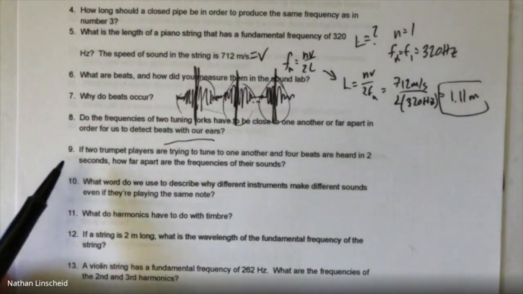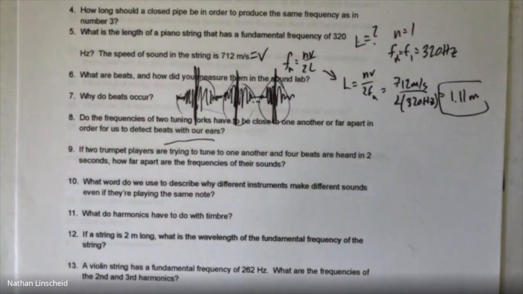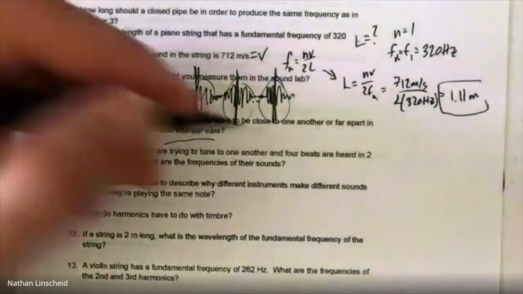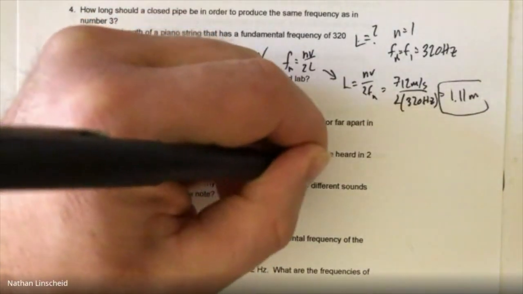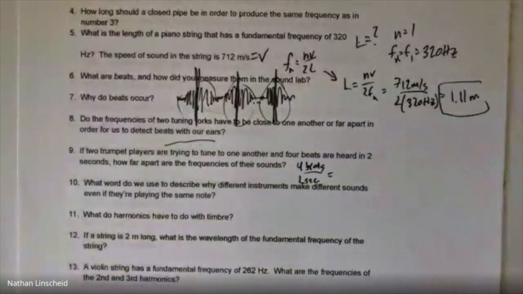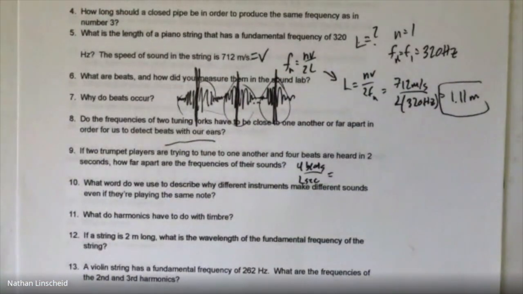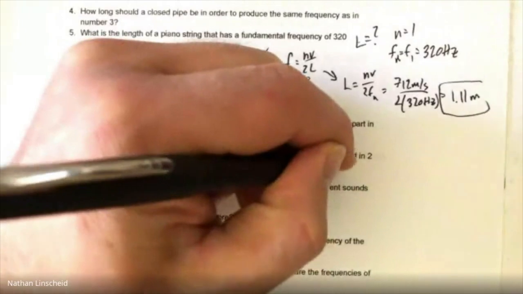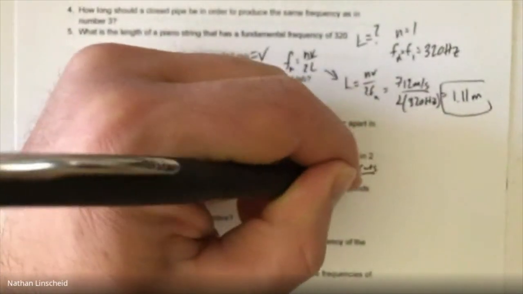Number 9, if two trumpet players are trying to tune to one another and 4 beats are heard in 2 seconds, how far apart are the frequencies of their sounds? So we've got 4 beats over 2 seconds. Now, if I'm looking for a frequency, I'm looking for how many things happen in 1 second. So just divide, that's the same as 2 beats in 1 second, also known as 2 hertz.